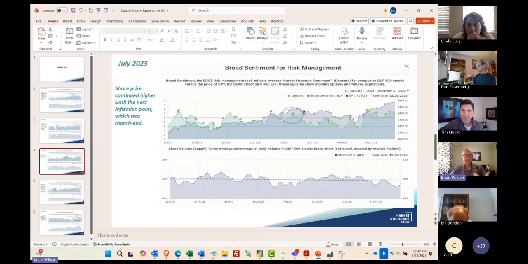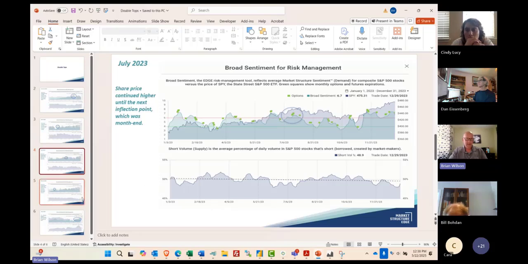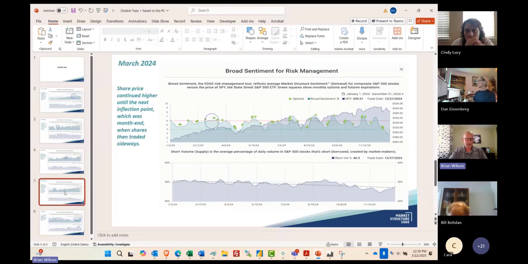And once again, key to this discussion are inflection points. The key inflection points for you to keep in mind, options expirations and the month-end time frame. Maybe we've made it past this last inflection point being options expirations. Too early to tell, but just keep in mind the inflection points in the marketplace. March 2024. Once again, we moved higher until the next inflection point, which was once again that month-end time frame.